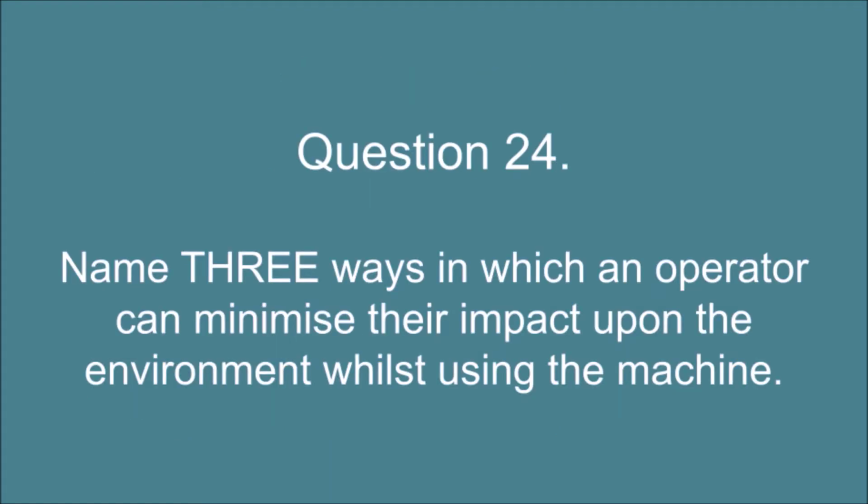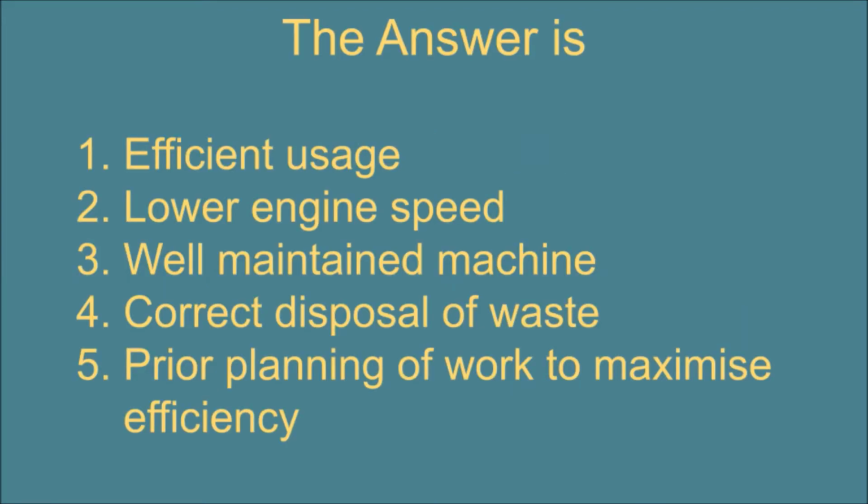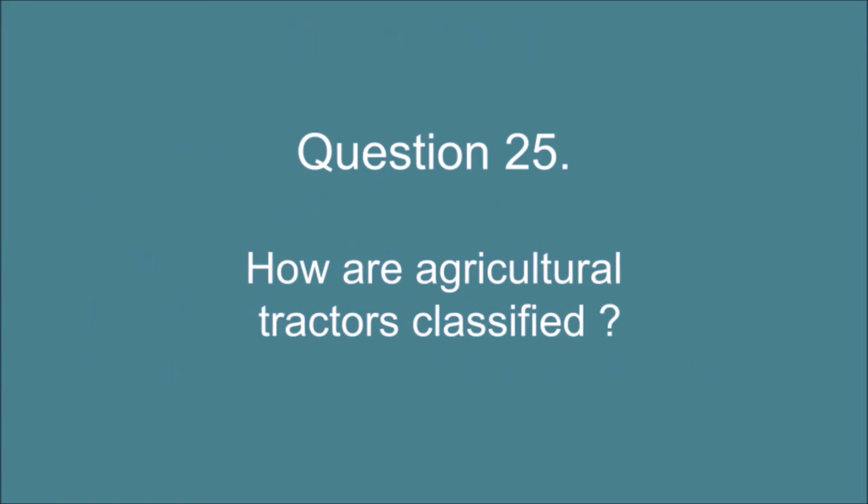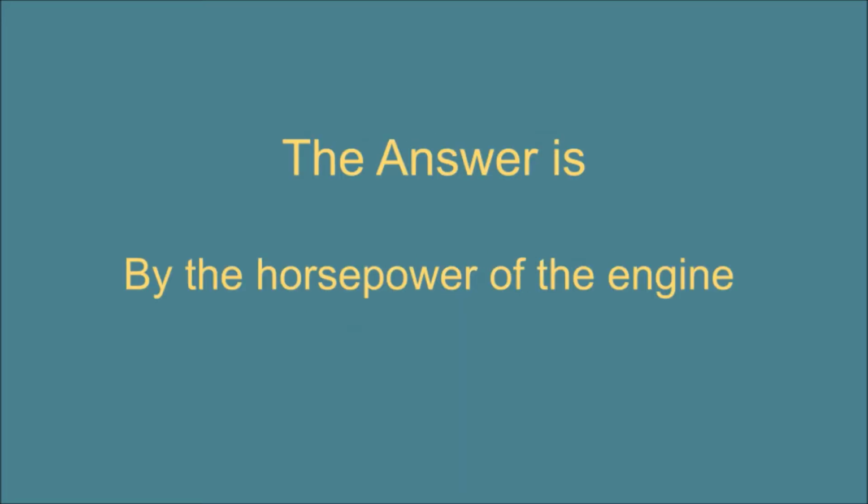Question 24. Name 3 ways in which an operator can minimize their impact upon the environment whilst using the machine. The answer is: 1. Efficient usage. 2. Lower engine speed. 3. Well-maintained machine. 4. Correct disposal of waste. 5. Prior planning of work to maximize efficiency. Question 25. How are agricultural tractors classified? The answer is by the horsepower of the engine.